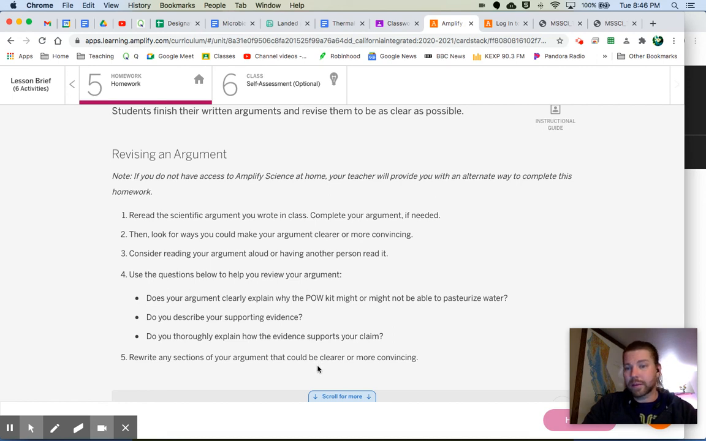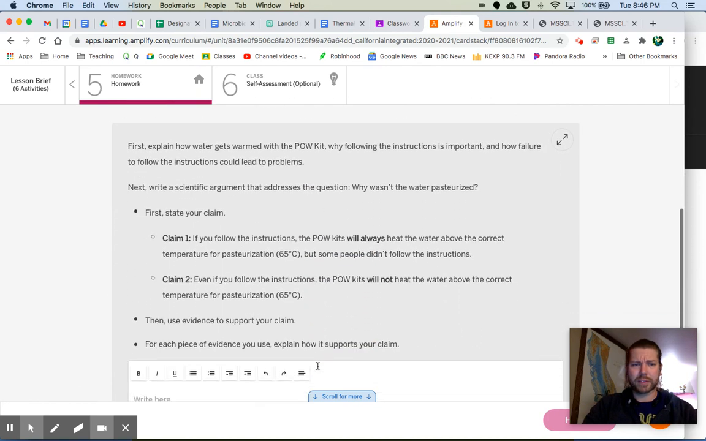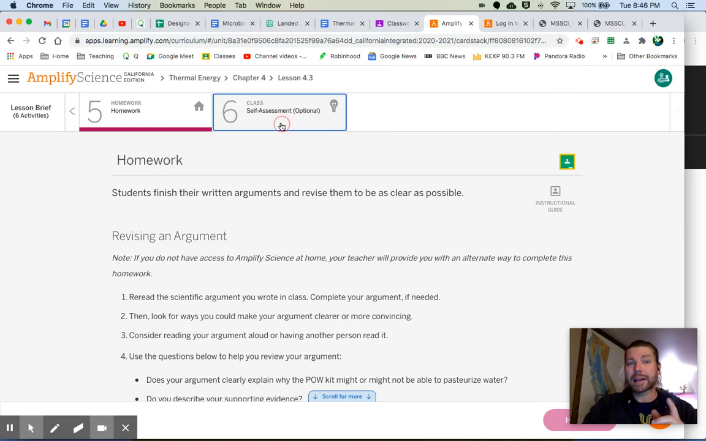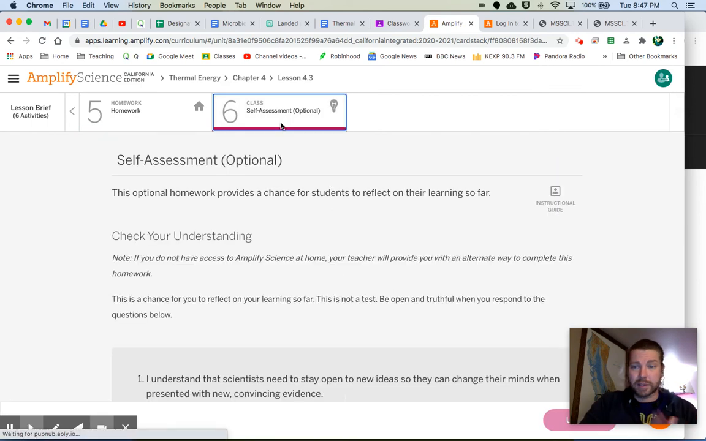And then, if you need to, rewrite it. You don't have to rewrite the whole thing. You don't have to write a whole new argument. Just clean it up. Make it sound better. It's always good to go back and reassess. So the instructions are all here again. Do that. And then lastly, this self-assessment.